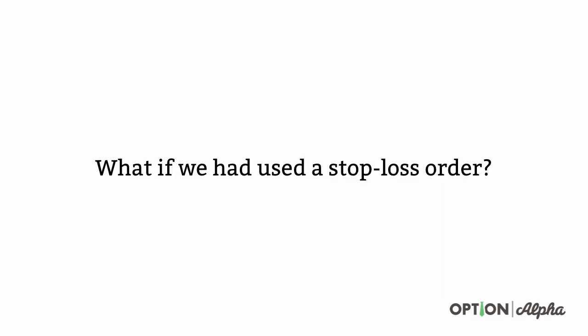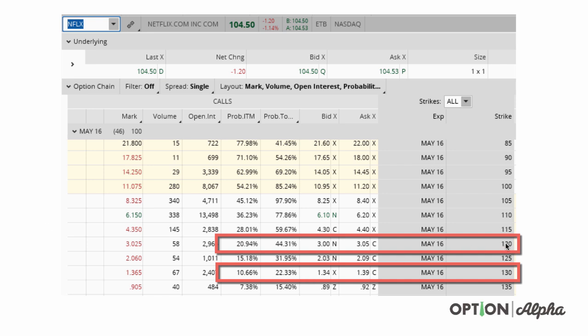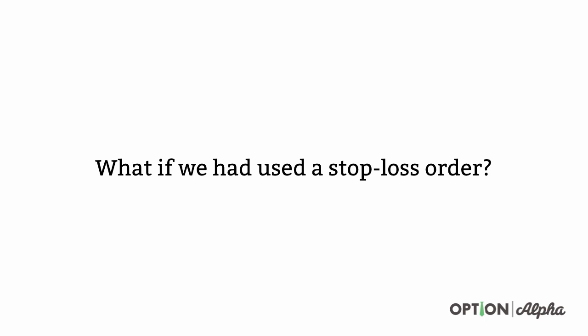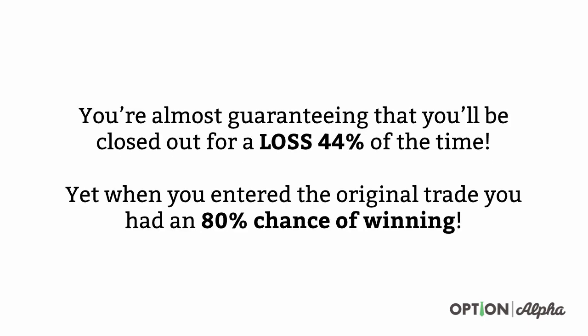But again, what if we had used a stop loss order on, say, that Netflix trade? What if we had sold the 120 strikes or sold a combination of a spread or something around there where our short strike was at 120? We know that that trade has an 80% chance of success. What would happen if we had used the stop loss order? Well, you're almost guaranteeing that you'll be closed out for a loss 44% of the time, because 44% of the time you're going to be holding a losing trade of some sort. But yet when you entered the trade originally, you had an 80% chance of success.